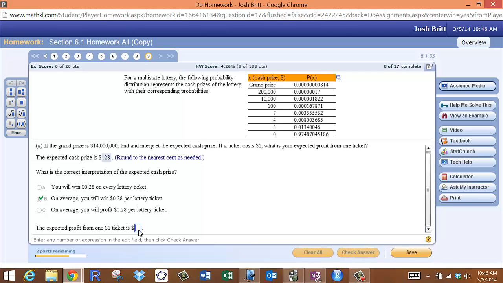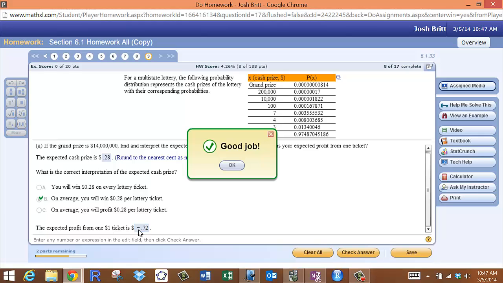Now we'll do the expected profit. And the expected profit is going to be the expected value, 28 cents, minus $1. So that gives us 72 cents. And it's actually negative, because we're losing money. We're paying $1 and we're expecting to win 28 cents.